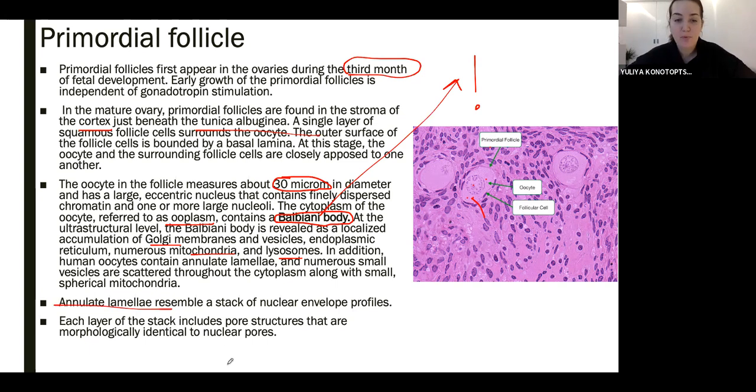Annulate lamellae are not important, okay? They never talk about them, so you don't need to know this.